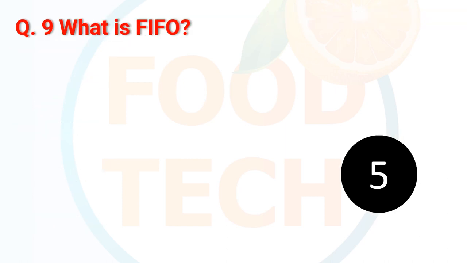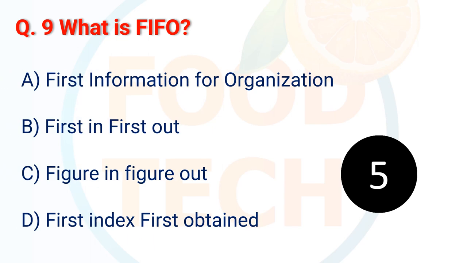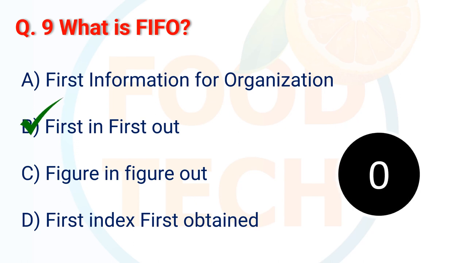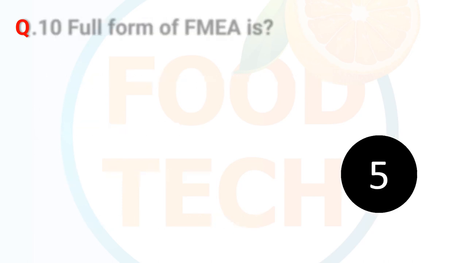Question 9. What is FIFO? A. First information for organization. B. First in, first out. C. Figure in, figure out. D. First index, first obtained. The answer is B. First in, first out.